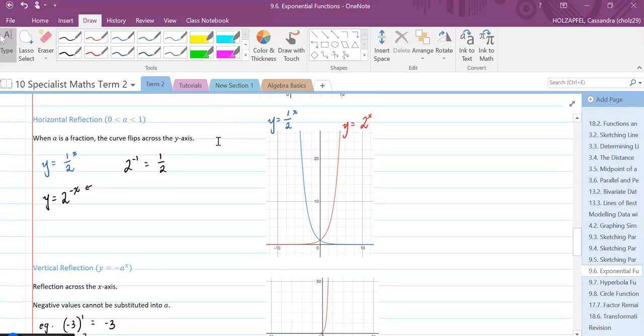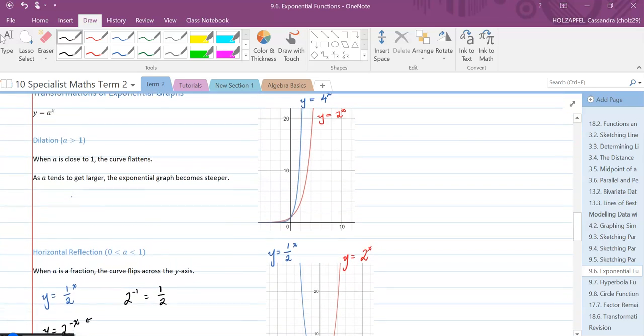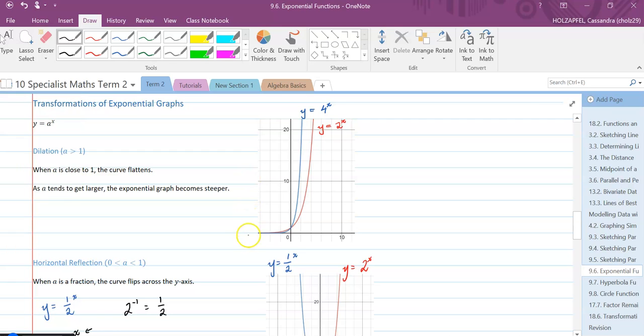Then we also have our horizontal reflection. So that's our reflection across our y-axis, and that's when we have a negative value or a negative power for x. And then the first transformation that we looked at was the dilation. So we saw before, as that got bigger and bigger and bigger, the graph became steeper and steeper and steeper. So those are our 4 transformations of exponential graphs.